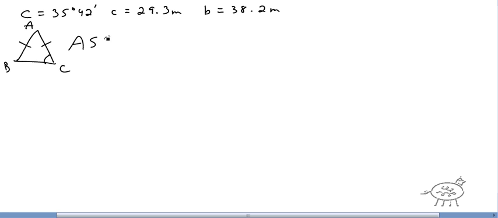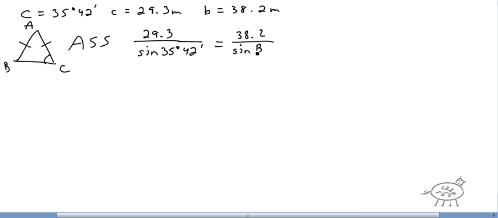Aha! Angle, side, side. So it's the ambiguous case of law of sines. We're either going to have 0 triangles, 1 triangle, or 2 triangles. So let's start out here. We're going to have 29.3 over sine of 35 degrees 42 minutes is equal to 38.2 over sine of B. If I do all my work here, again, I'm going to get sine of B is equal to 0.7608. Do not ever use a rounded answer.